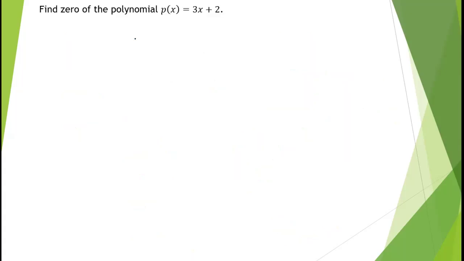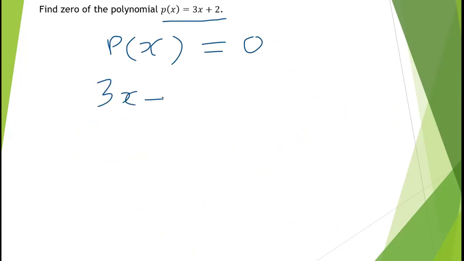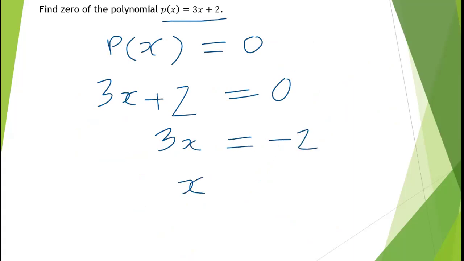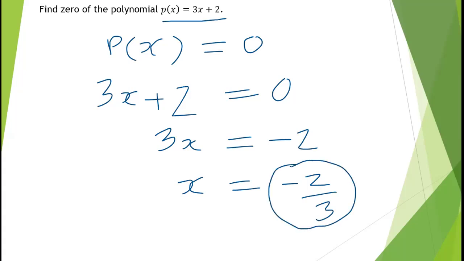How? Find the zero of the polynomial p(x) equal to 3x plus 2. So we will put p(x) equal to 0 here. So this will give us 3x plus 2 equal to 0. This will give us 3x equal to minus 2. This implies x equal to minus 2 by 3. So x equal to minus 2 by 3 is a zero of this polynomial. It means if we will put x equal to minus 2 by 3 in this polynomial, we will get the value of the polynomial as equal to 0.